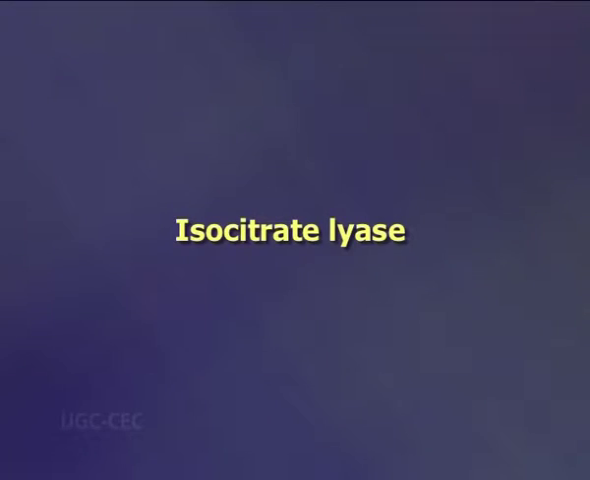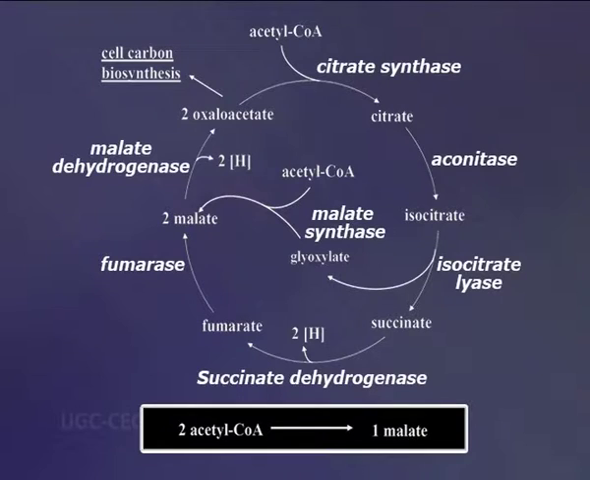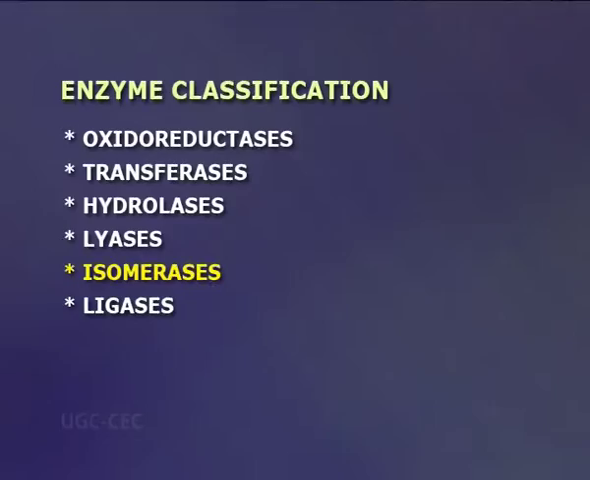Isocitrate lyase. This enzyme is also involved in the glyoxylate cycle, where it converts isocitrate to succinate. This is done through cleaving the glyoxylate group from isocitrate. It is technically an aldolase, as an aldol group in the form of glyoxylate is cleaved.